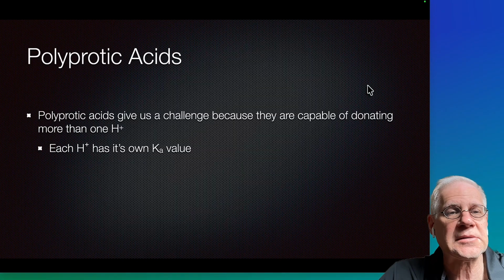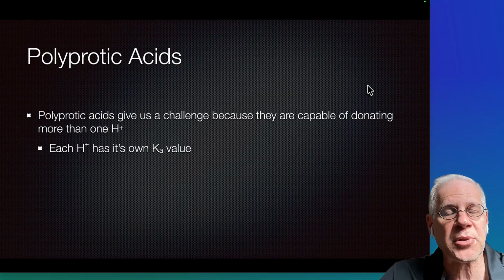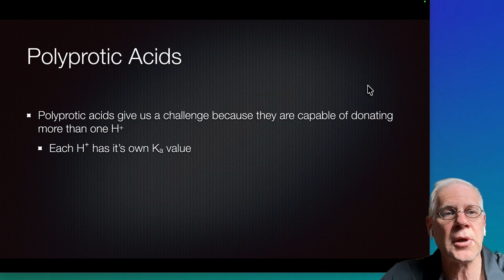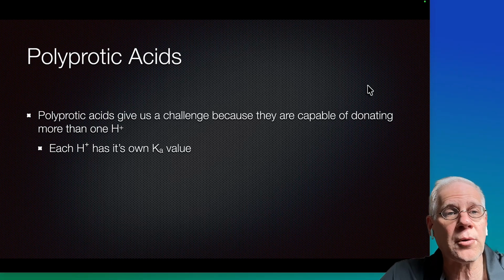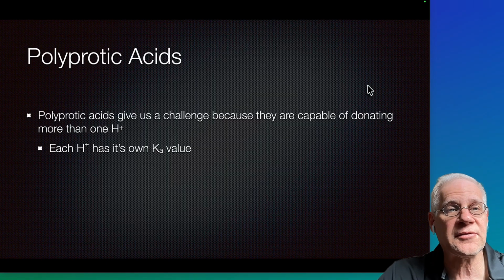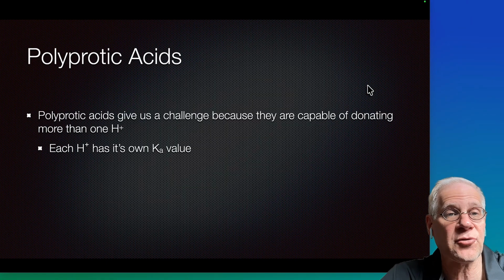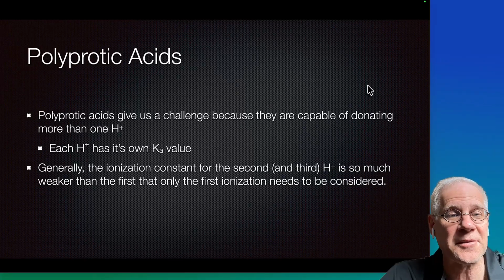As you're looking at the polyprotic acids, each H+ that comes off has its own Ka value. So if an acid has more than one, say two H+ to come off, then the first hydrogen that comes off would have a Ka1 value, and the second one that comes off would have a Ka2. It's just given that simply.